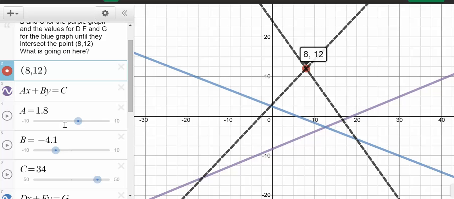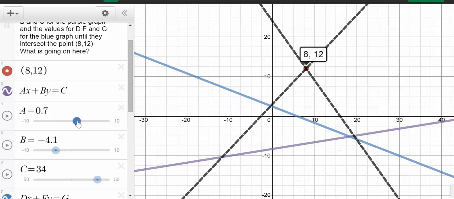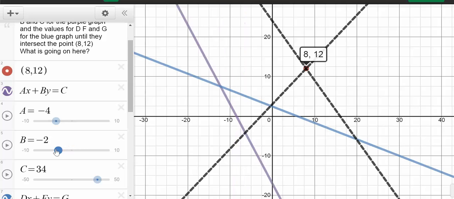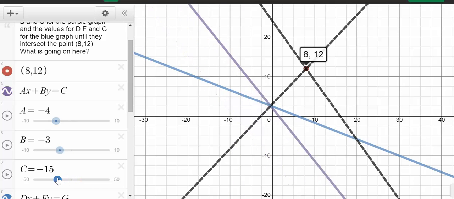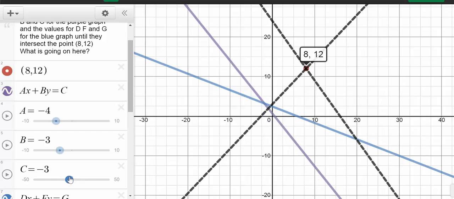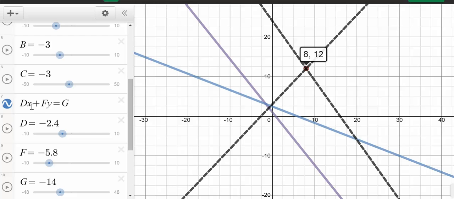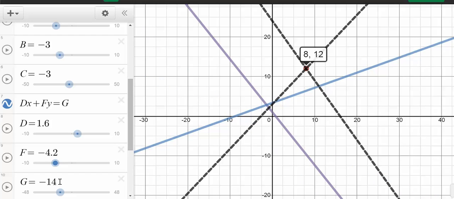Notice that when I take this little slider here and I move the A value, my purple line moves in a certain direction. If I do it for the B, it also moves in a certain direction. And if I do it for the C, it also moves in a certain direction. You have the same thing for the blue. I just used D, F, and G. So when I move the D, the blue line moves a little bit. F, it moves a little bit more, and then it moves a little bit more.